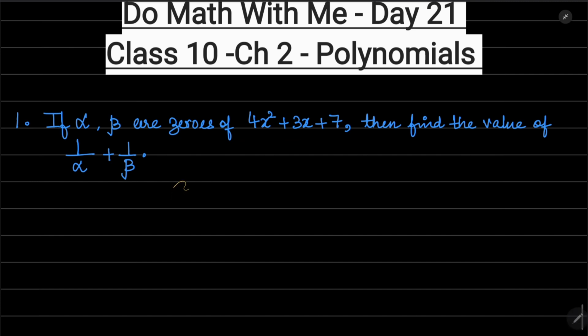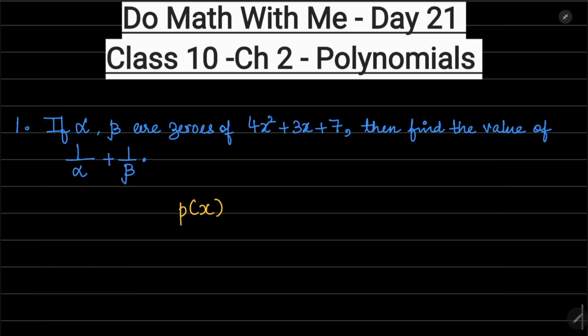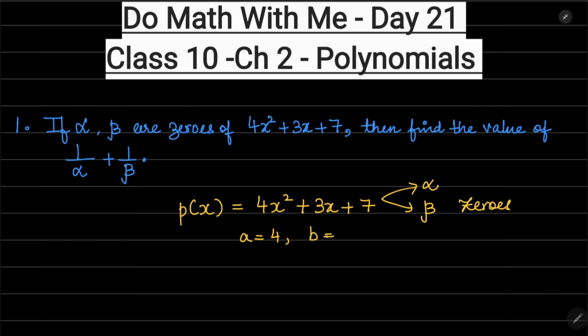Whenever you have a quadratic polynomial, let the given quadratic polynomial be denoted by p of x, that is, polynomial with variable x. Let's write it as it is. 4x square plus 3x plus 7 is the given polynomial. You are given that alpha and beta are the zeros of the polynomial. So the coefficients of the polynomial are: a is 4, b is nothing but 3 and c is nothing but 7.